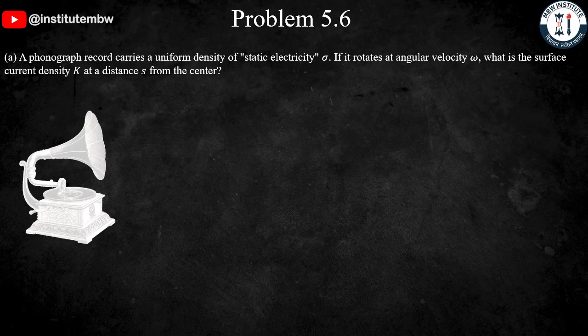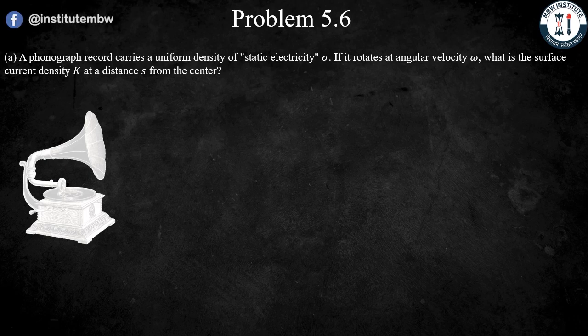In part A, the problem is as follows. A phonograph record carries a uniform density of static electricity sigma. If it rotates at angular velocity omega, what is the surface current density K at a distance s from the center? So first we will see what is phonograph record.